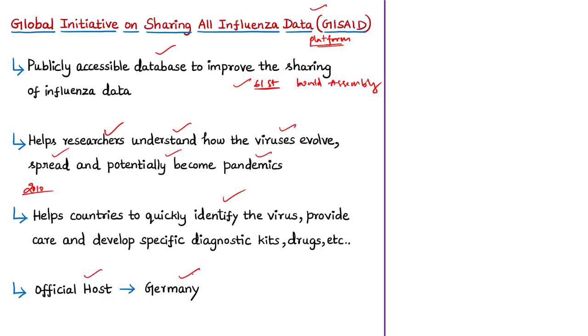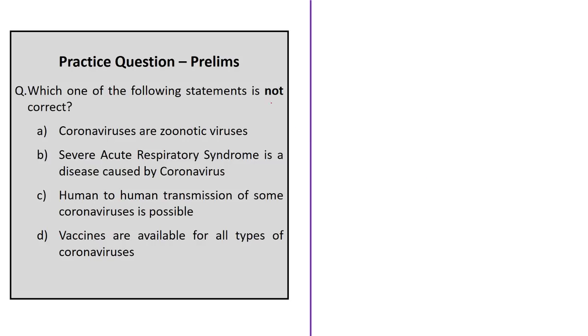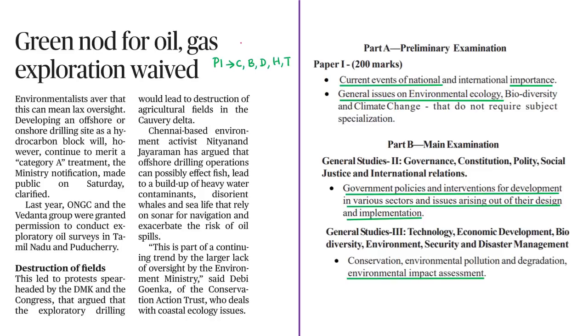So to summarize this discussion, we saw in detail about the signs, symptoms, and treatment related to the novel coronavirus, which was reported in Wuhan province of China. Then we also saw about the Global Initiative on Sharing All Influenza Data platform, which is a publicly accessible database designed by scientists for scientists. With this, we have come to the end of the analysis of this news article. The displayed practice question will be discussed at the end of the session. Now, let us proceed to the next news article analysis.